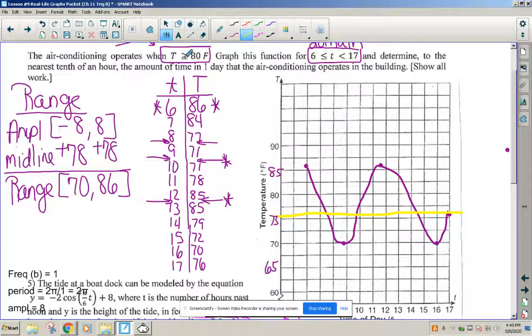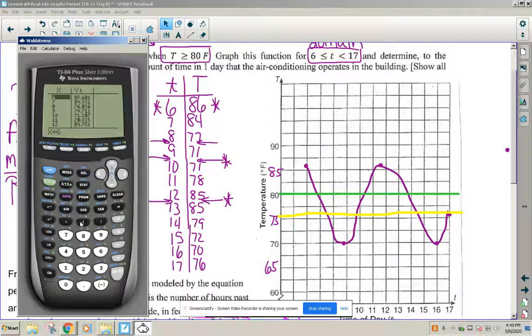The next thing they want to know is the temperature has to be above 80 degrees for the air conditioning to run. So here's my 80 degrees. Now, back when we did this, even when we were in the exponent unit, we would have to go to y2, and we would have to put in that 80 degrees. That's the parameter of our problem. That's what we're looking to find.